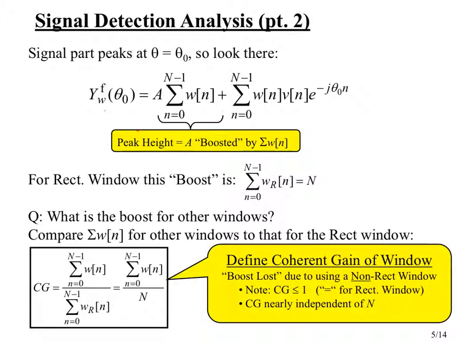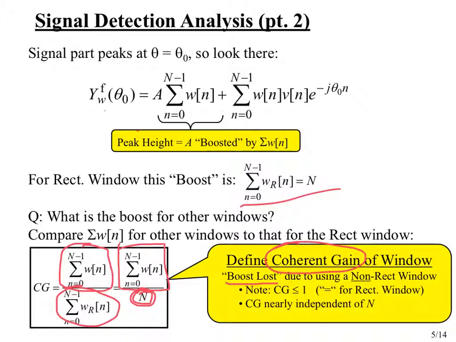And so we characterize that with this thing called the coherent gain. And this is something that will carry through our analysis here. So it's the boost lost due to using a non-rectangular window. So we define it this way. We take a sum of whatever window we're really using divided by a sum of the rectangular window, which we know is equal to n. So it's the sum that we actually get compared to the sum that we would get if we used a rectangular window. So it's a relative measure.